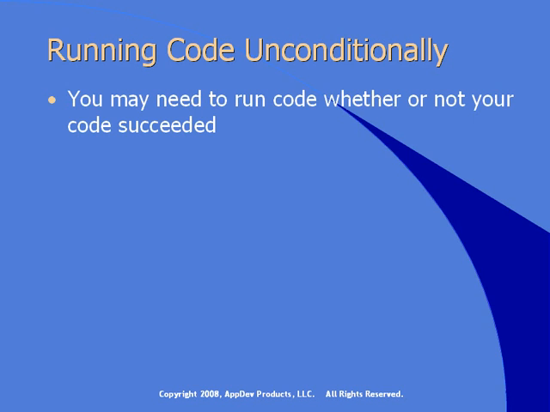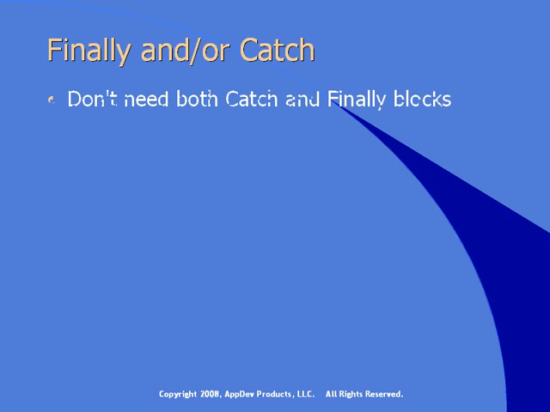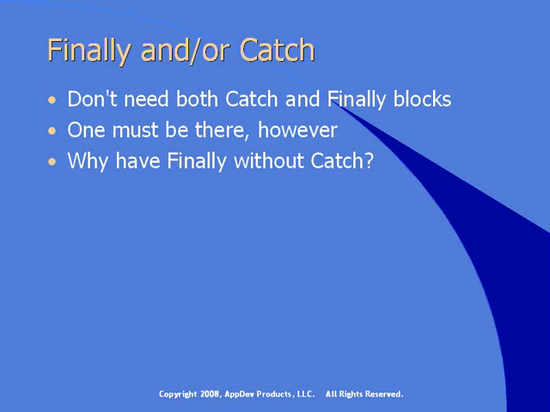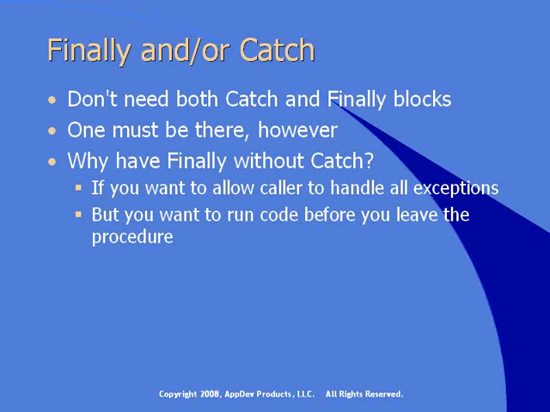You may find that you need to run code whether or not the code that did the work actually succeeded. To do that, you add a finally block after the catch blocks, and the code inside the finally block runs no matter what. Now you don't need to have both catch and finally blocks. One of them has to be there, however. Why would you ever have finally without catch? Well, that would happen if you want to allow the code that called you to handle all exceptions, but you need to run some code before you leave the procedure. In that case, you can use finally without catch.